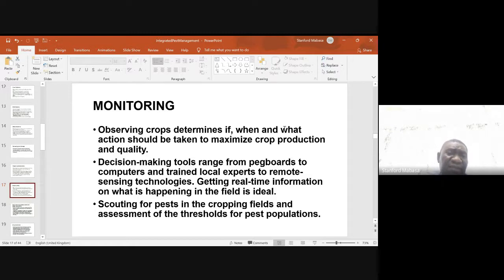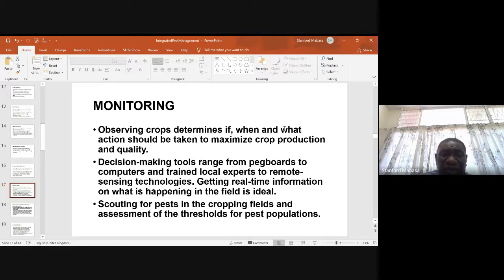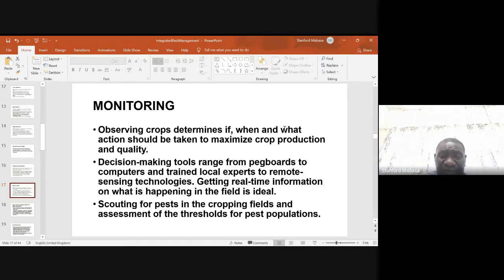From peg boards, researchers could use computers for this. And you can also have trained local experts who can use remote sensing technologies so that we can really locate areas where we are having problems with pests. So we can get real-time information on what is happening in the field. And this could be very ideal if you want to control our pests.